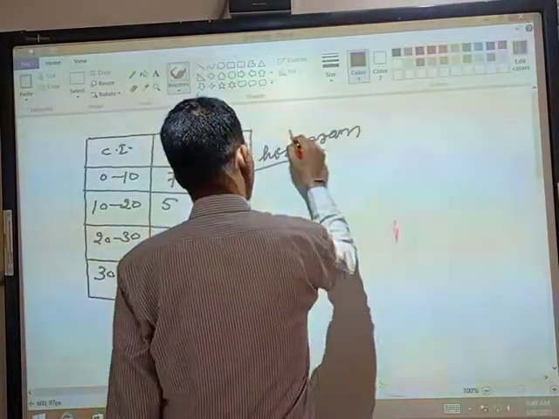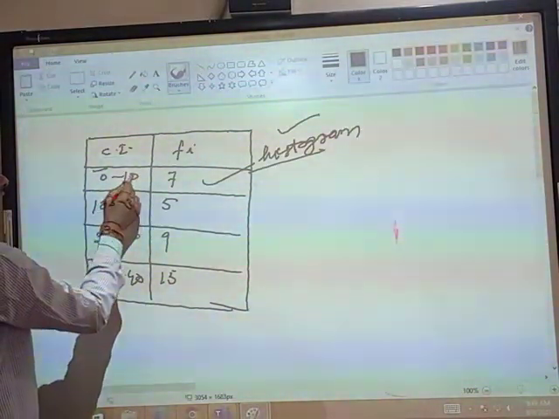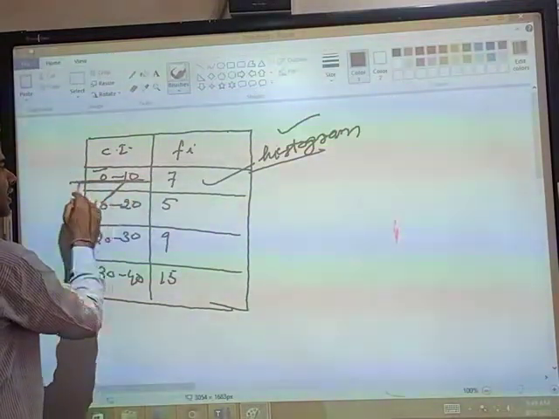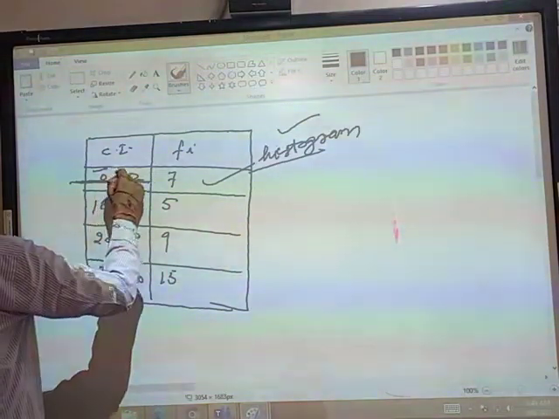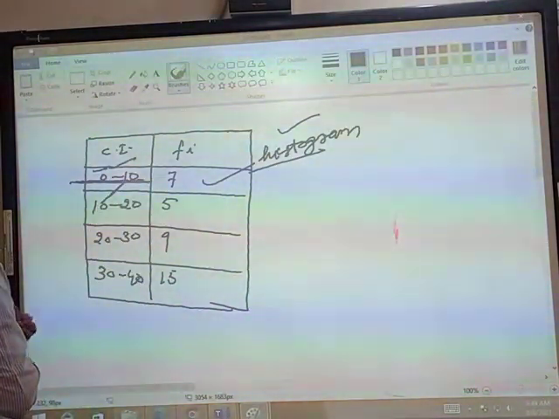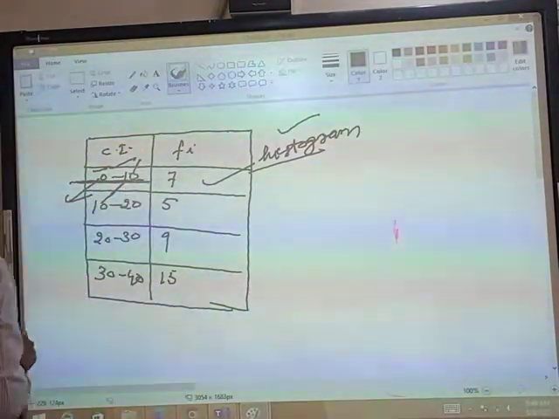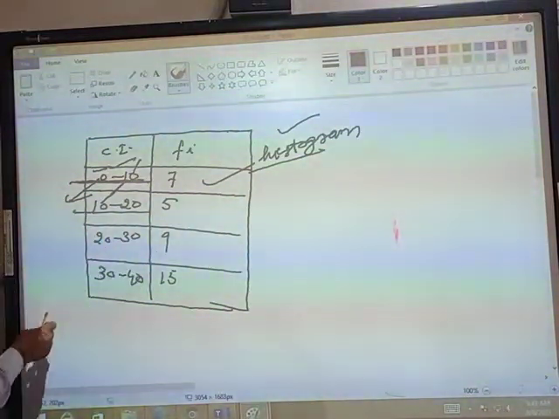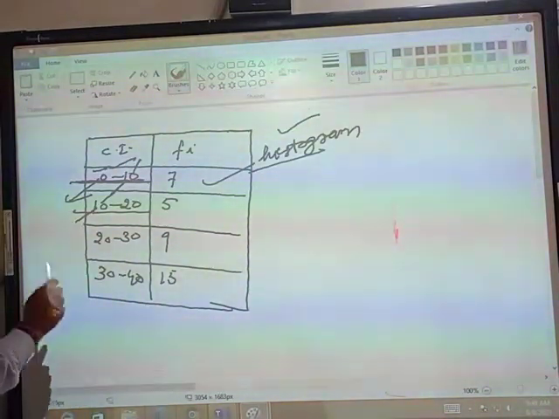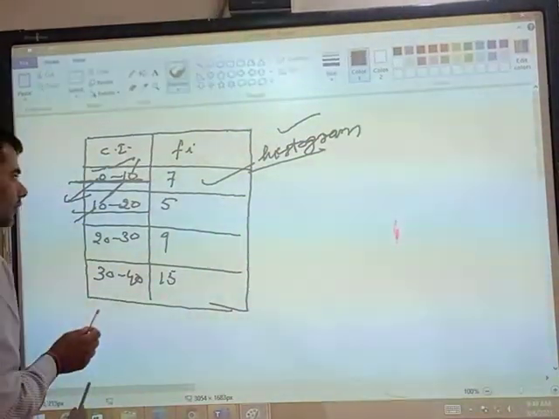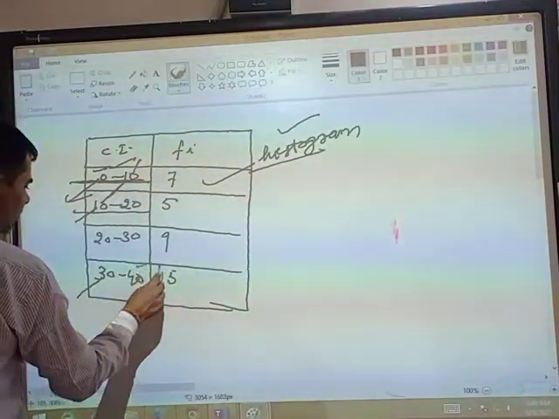It is a continuous class interval. Why? Because it is starting from 0 to 10. 10 is here. It is your first class interval. In the first class interval, lower limit is 0 and upper limit is 10. In the second class interval, your lower limit is 10, upper limit is 20. In the third class interval, lower limit is 20, upper limit is 30. In the fourth class interval, your lower limit is 30, upper limit is 40.